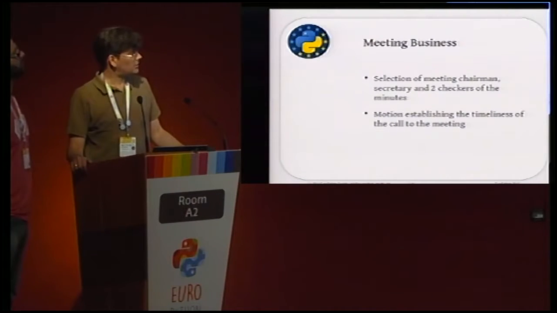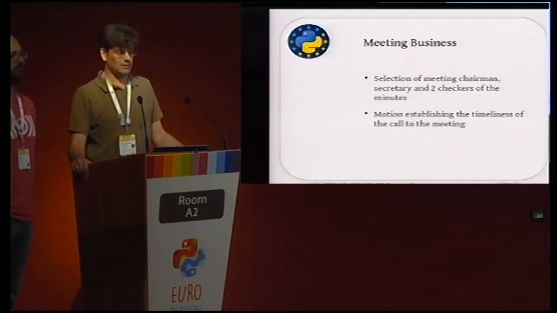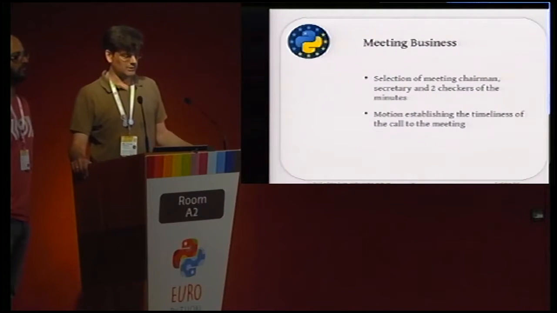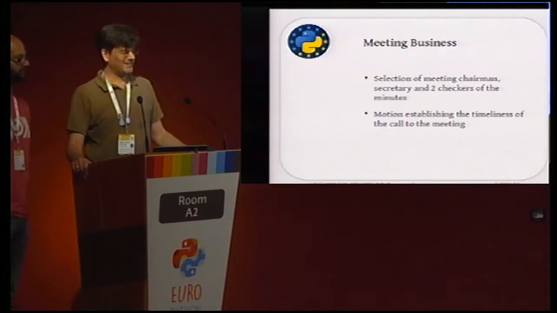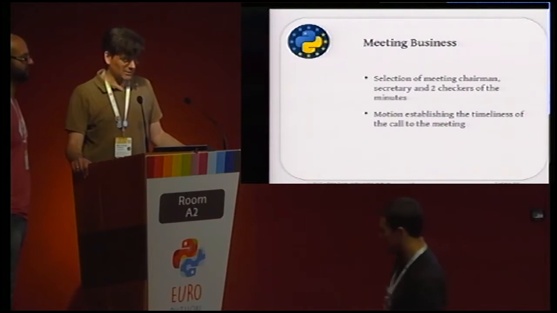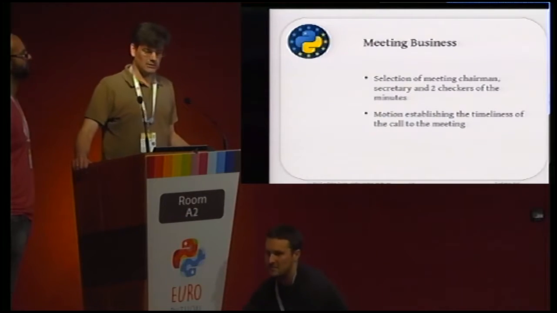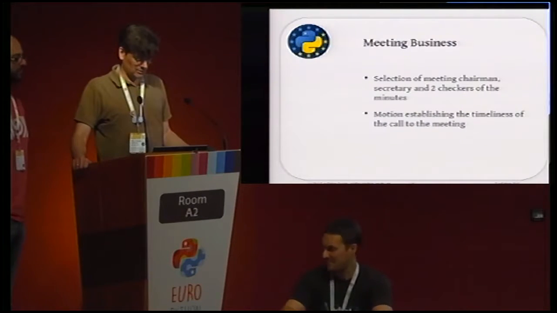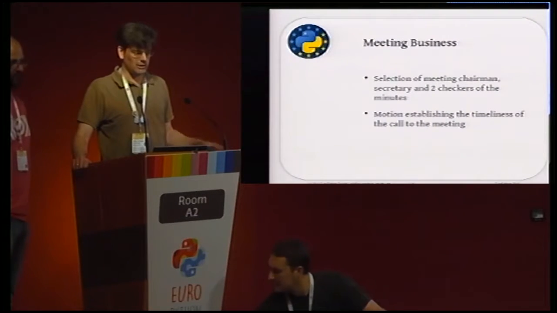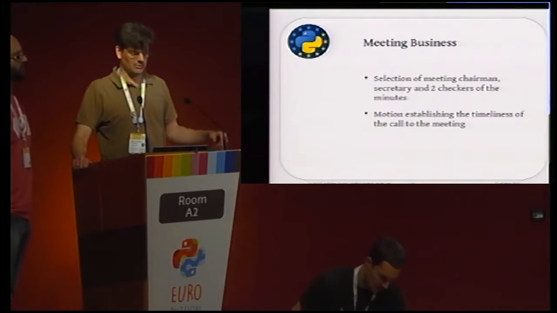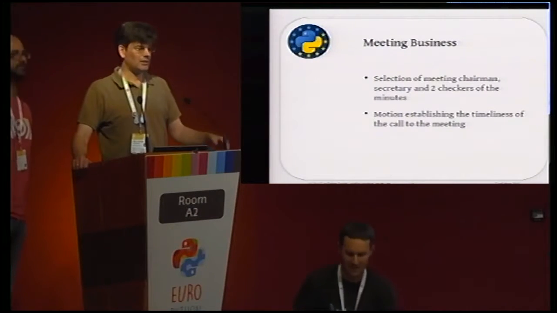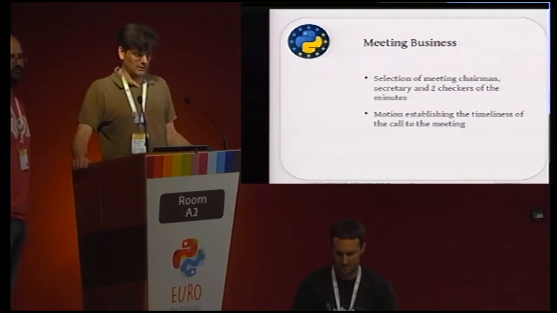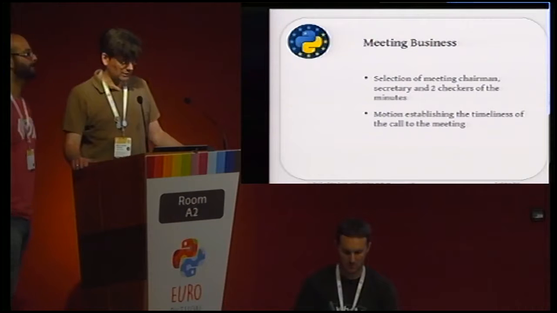So let's start with the first one. Meeting chairman, who wants to run the voting process? Moderate? Alex, maybe? Yeah, okay, you do it. Then we need a secretary, so basically the person taking the minutes. You're taking the minutes, okay. Then we need 2 checkers of the minutes. We're going to check the minutes right after the meeting, so it's not something that takes us long. Okay, Vicky, and one more? And Roland. Perfect. So we have 2 checkers.